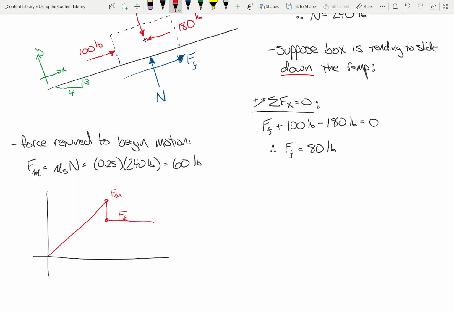Is the box in equilibrium? Is the box sitting still? No. The box is moving, okay? That's my answer to the question. So we'll say that since Ff is greater than Fm, the box is sliding down.